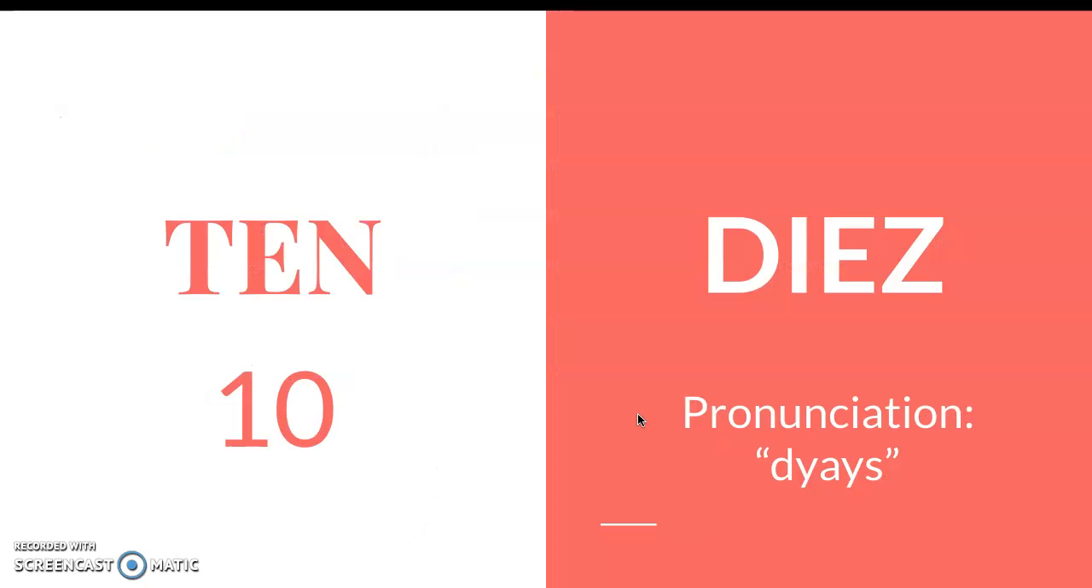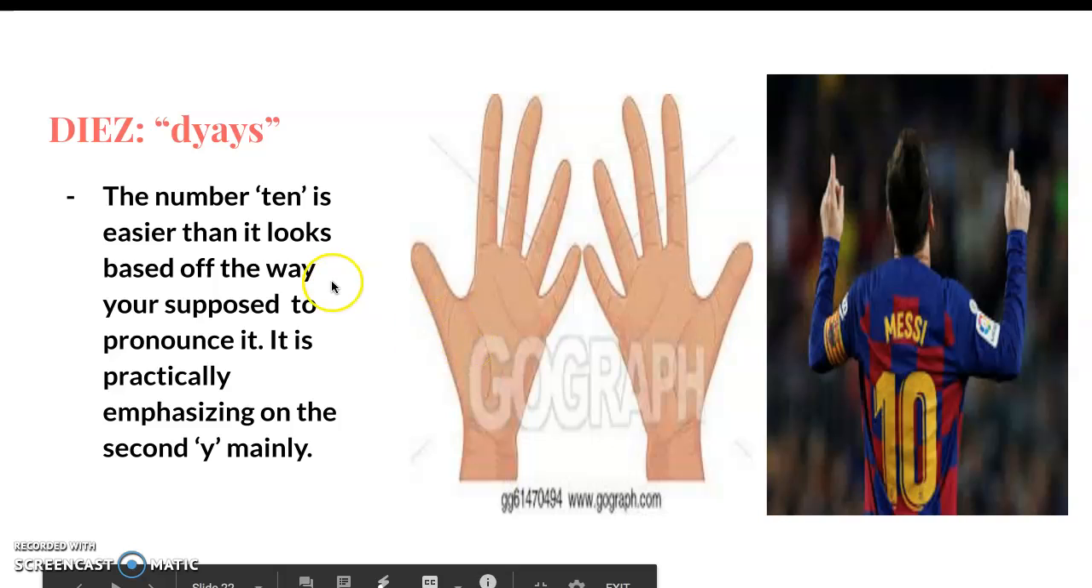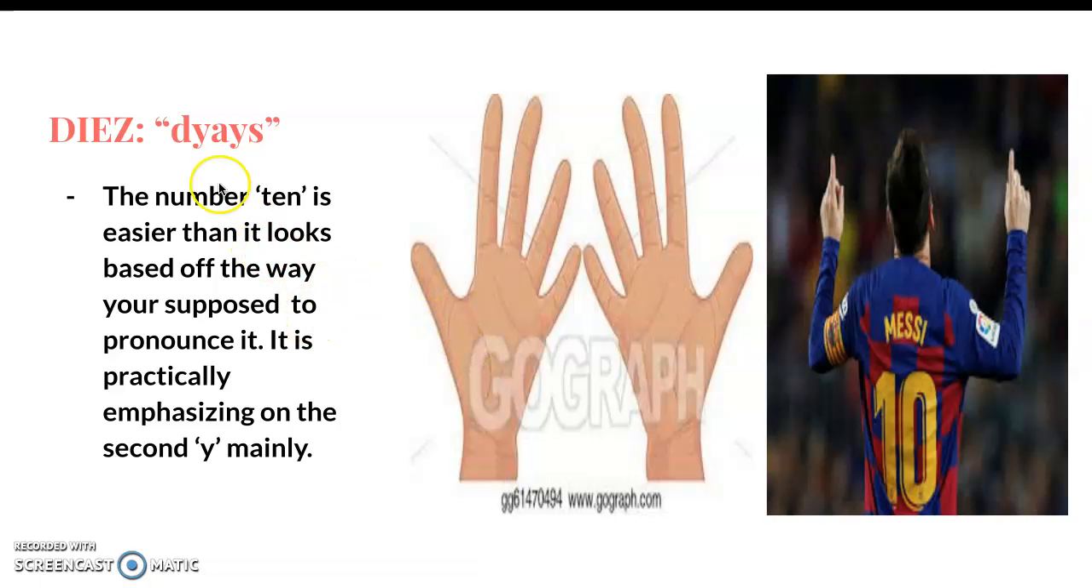And then we have 10, which is pronounced diez. Definitely easier than it looks. The trick is how you pronounce the syllables: you emphasize more on the very first one and not so much on the second one. Another way is a very common Hispanic last name, Diaz. You just replace the A with an E and then you get diez. And then again, probably the greatest player of all time, Messi, number 10.